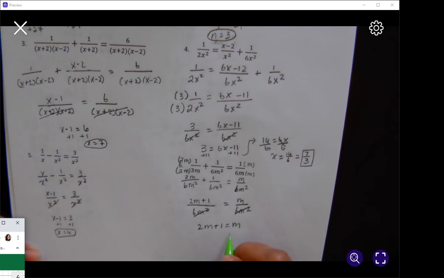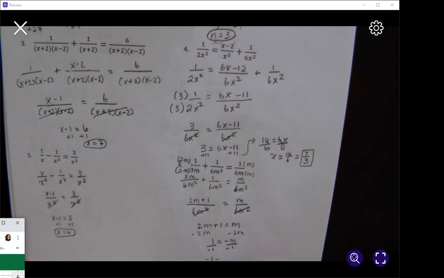All right, so I'm going to move this over here. So you have 1 equals m minus 2m, 1 minus 2 is negative 1 m. So take that negative 1 over. So that's negative 1 equals m.